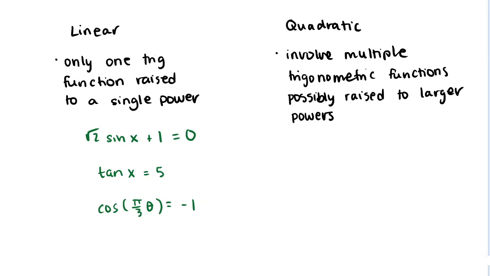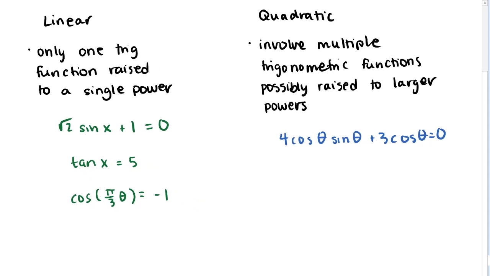And then quadratic trigonometric functions, these are functions that involve multiple trigonometric functions, and maybe some of these trigonometric functions are raised to powers larger than 1. So maybe some examples can be 4 times cosine of theta sine of theta plus 3 cosine of theta is equal to 0. So that's one example. And maybe I'll just keep listing a few more. So let's say 3 sine squared of theta minus 7 sine of theta plus 2 is equal to 0.